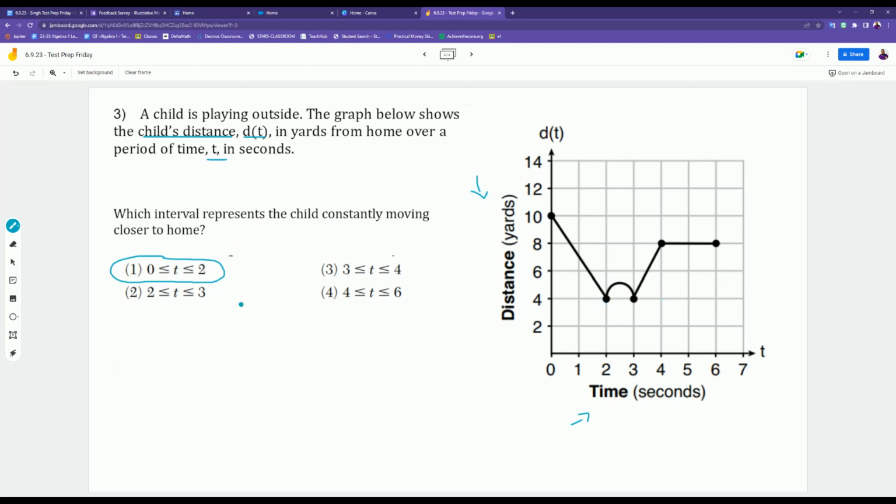To just look at the other options, from 3 to 4, he goes further away from home and then comes back to home. From 3 seconds, he's at 4 feet, and from 4 seconds, he's at 8 feet. They're going further away, and then from 4 seconds to 6 seconds, they're exactly 8 feet away. So our option is 0 seconds to 2 seconds.